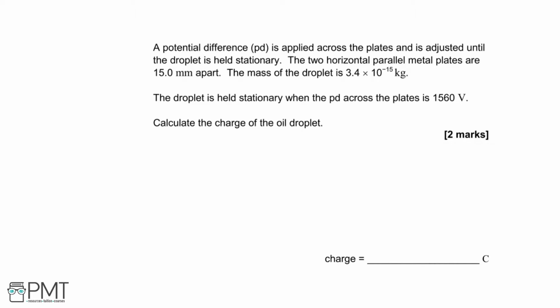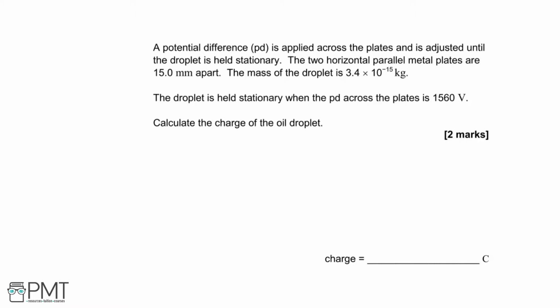A potential difference, PD, is applied across the plates and is adjusted until the droplet is held stationary. The two horizontal parallel metal plates are 15.0 millimeters apart. The mass of the droplet is 3.4 times 10 to the minus 15 kilograms. The droplet is held stationary when the PD across the plates is 1560 volts. Calculate the charge of the oil droplets.